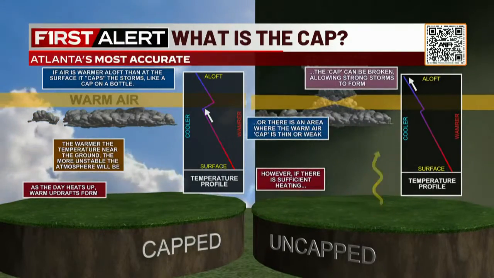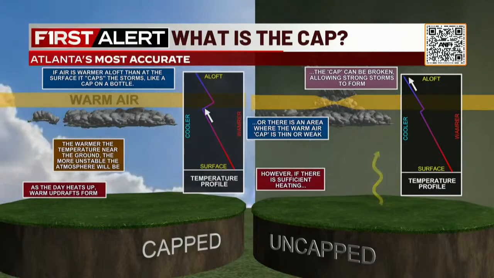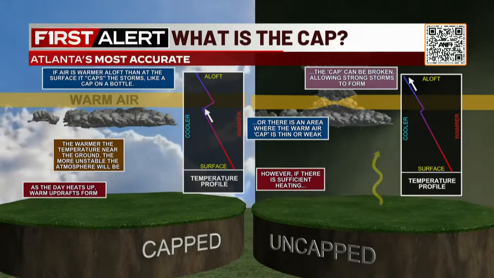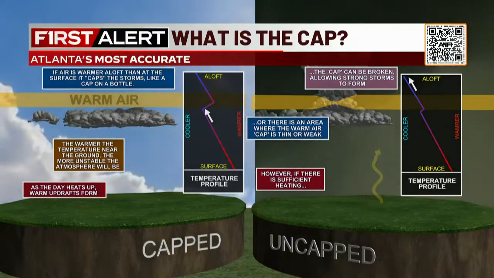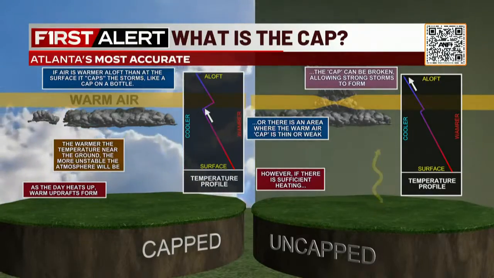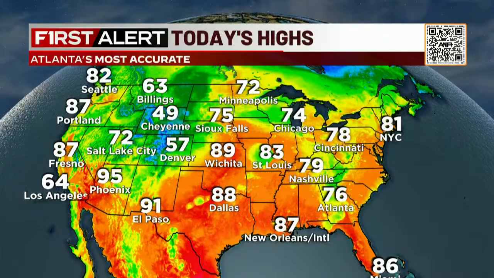However, if you're able to get a big temperature difference between the surface and the clouds, so it's really hot at the surface, 90s, then you have a lot of instability, and that can bust the cap open. Think about if you shake a bottle, right, and it busts the cap, that's exactly what we're talking about. An uncapped atmosphere allows really strong storms to form.